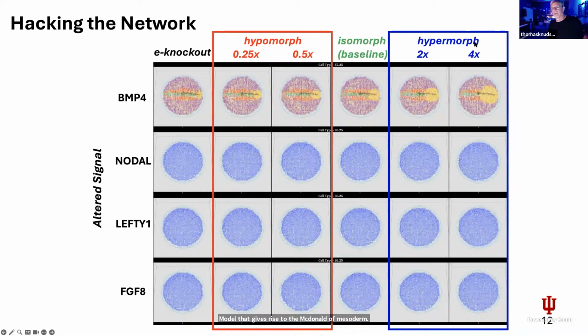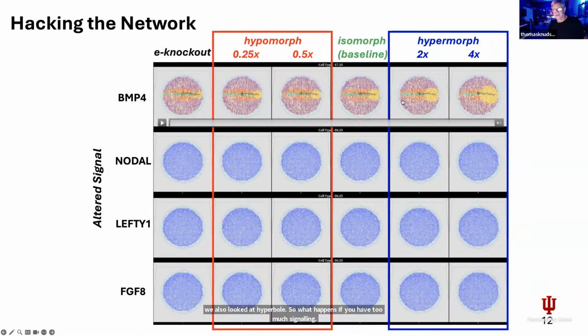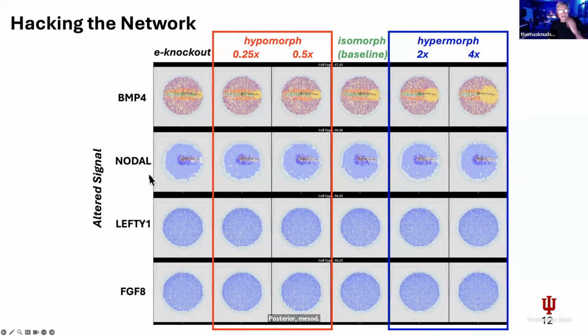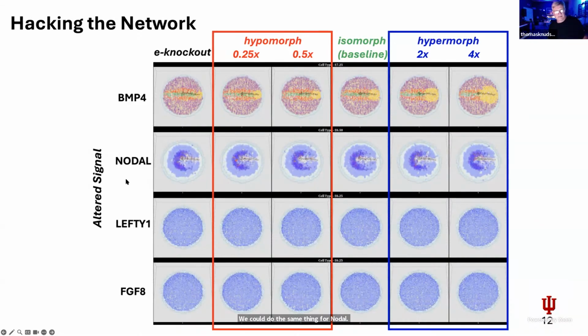So what happens if you have too much signaling? And just focusing on this posterior mesoderm, you could see that it was clearly dependent on the amount of BMP that's present. And that's known from the biological principle that the BMP is having an important effect on patterning the posterior mesoderm. We could do the same thing for nodal. And you'll see basically a similar type of effect because BMP and nodal are working together.